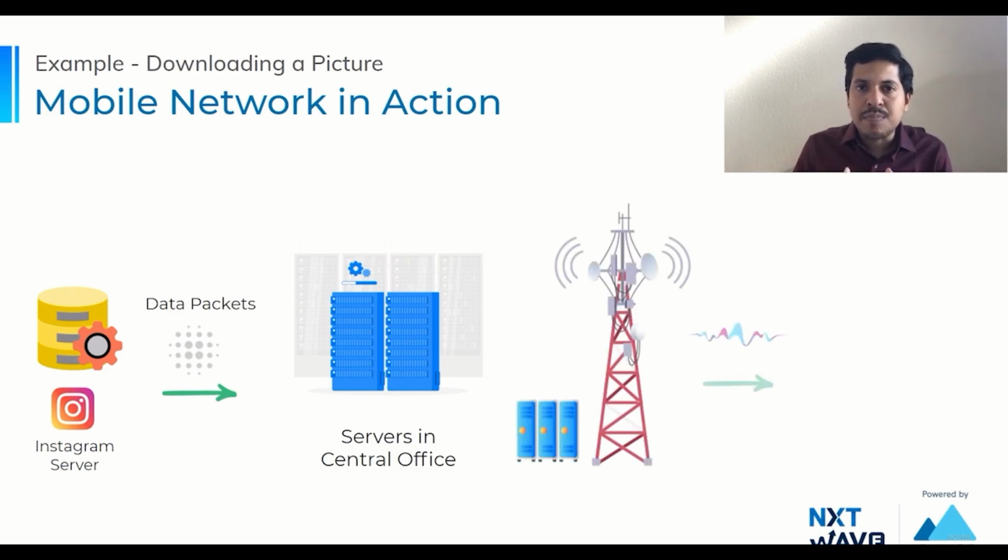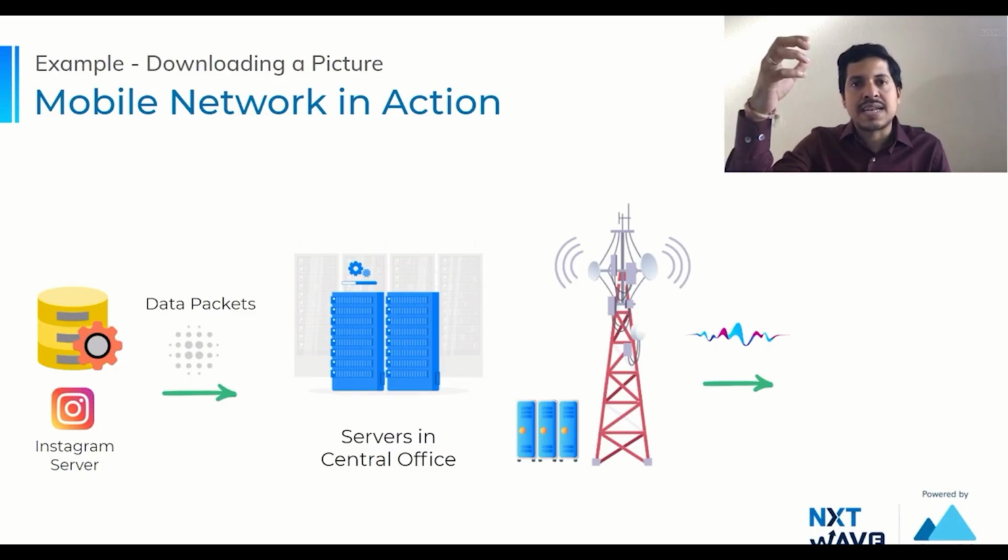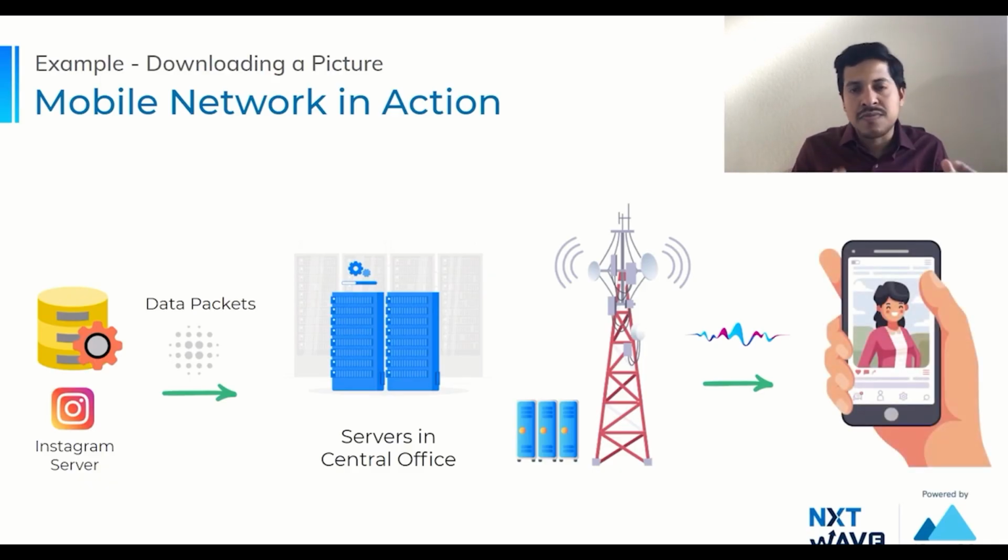And the servers at the base of the cellular towers would do some processing and send it to the antenna. And the antennas located on the top of the cellular tower will transmit this information wirelessly that would be received by your phone and converted into picture or video that you would then consume. So that in a nutshell is what a mobile network is and how they function.